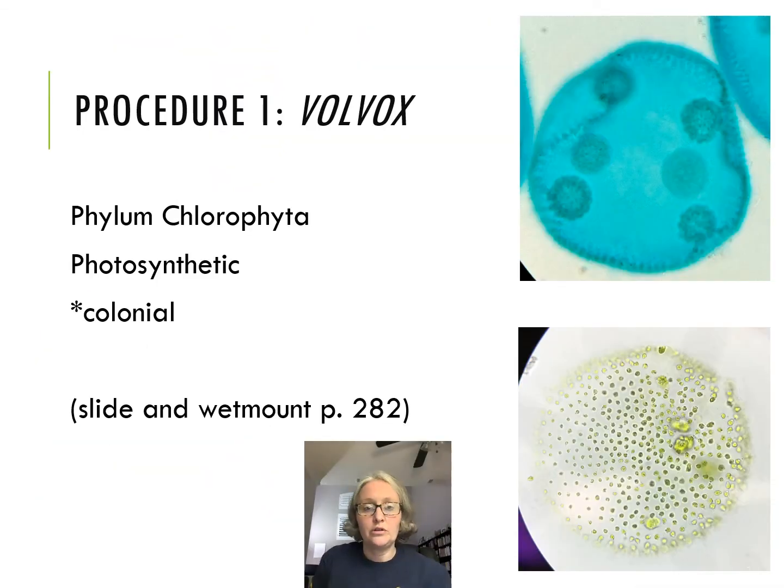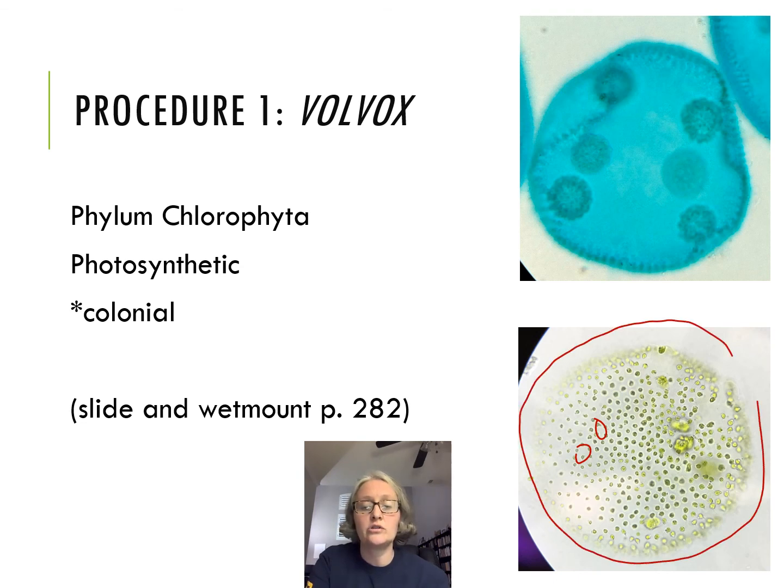The first one that you'll look at is Volvox. You should know that this belongs to phylum Chlorophyta. They're photosynthetic, and the unique thing about these is that they're colonial. You're going to look at a prepared slide, and you're also going to look at a wet mount. As you look at them, try to notice the individual units, which are those little dots. Those are individual protists.